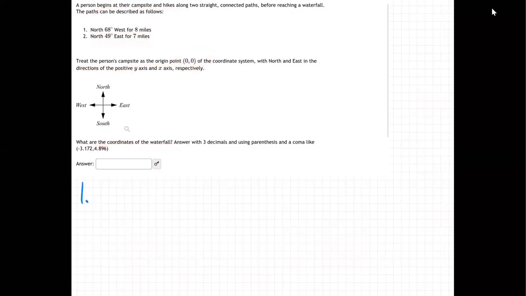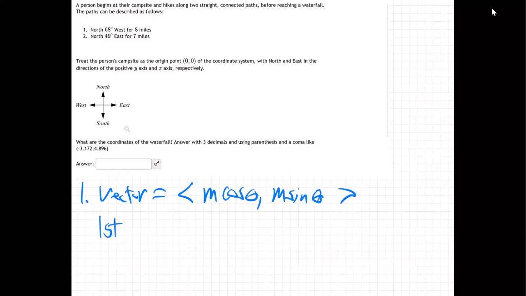So the first vector, so whenever we do a vector, remember it's always the distance or the magnitude. I'll just say m for magnitude of the vector, cosine of theta for x, and the magnitude sine theta for y. So the first vector is going to be, what does it say? 8 miles, so it's 8 cosine. Now, what's the actual angle?